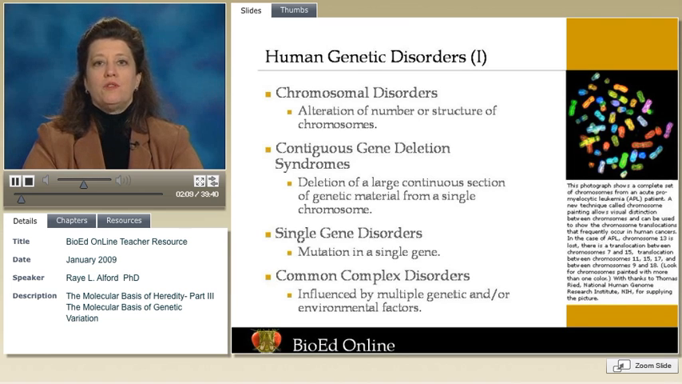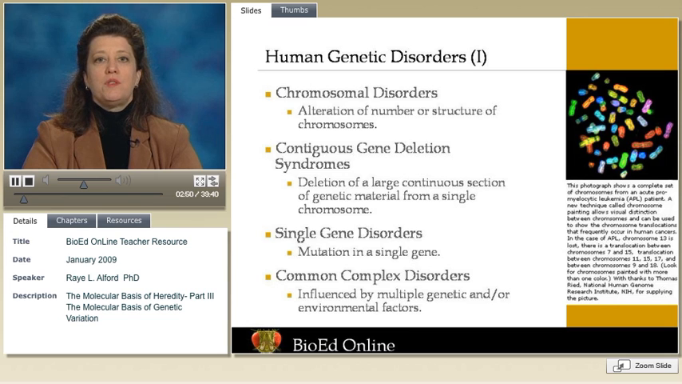Human genetic disorders can be caused by a variety of mechanisms. Chromosomal disorders are caused by alterations in the number or gross structure of chromosomes. Examples of chromosomal disorders include Down syndrome and Turner syndrome. Contiguous gene deletion syndromes result from large, continuous deletions of the genetic material of a chromosome that cause several to many genes to be lost. Examples of contiguous gene deletion syndromes include DiGeorge syndrome and Williams syndrome.